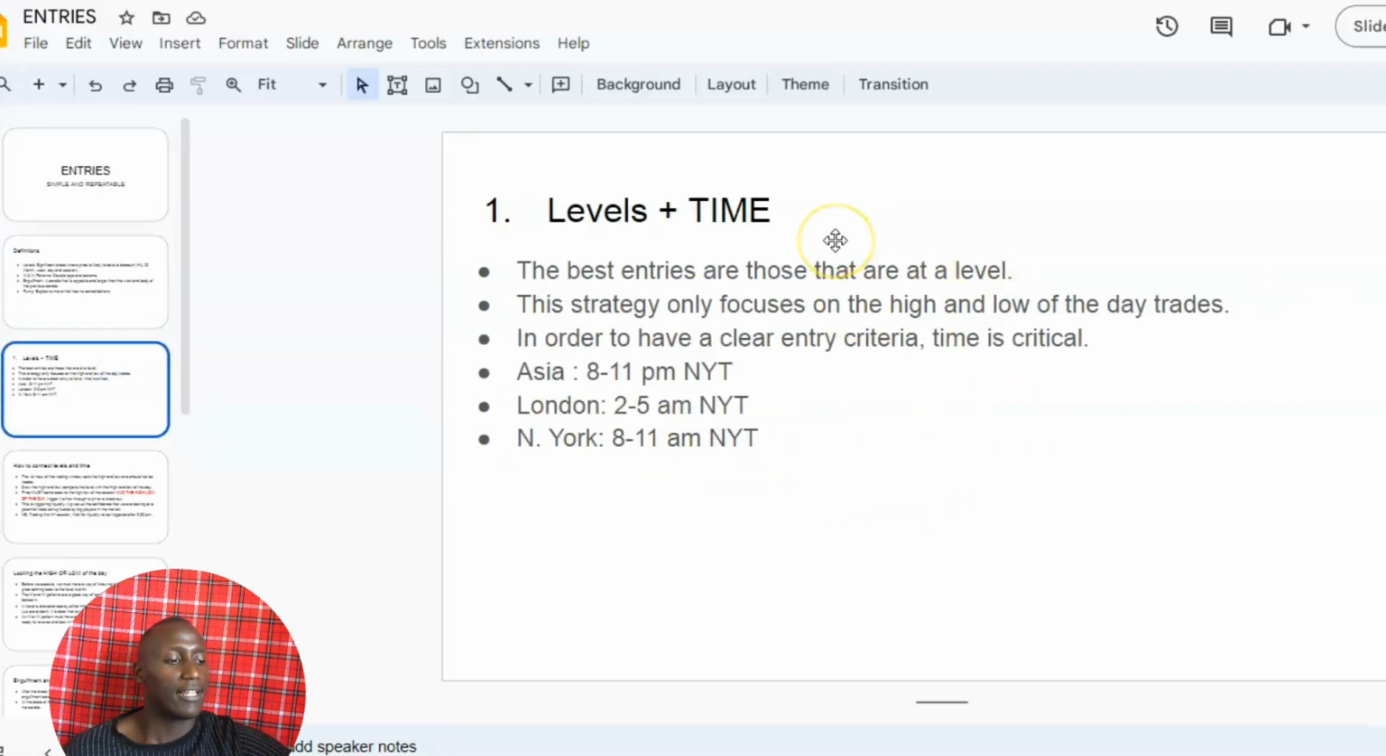So, if you want to understand the best way to enter, you need to understand the levels and the time. Now, I am looking to trade, if it's in Asia, between 8 and 11 p.m. New York time. Then the London session is 2 to 5 a.m. and the New York session is 8 to 11, and all this is New York time.